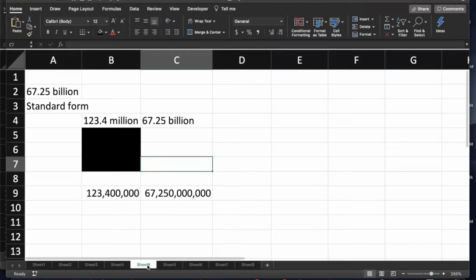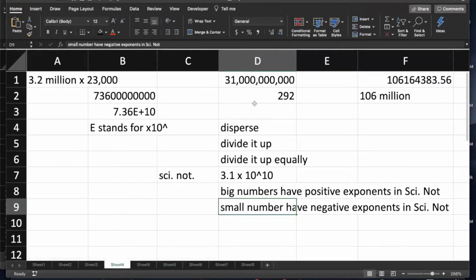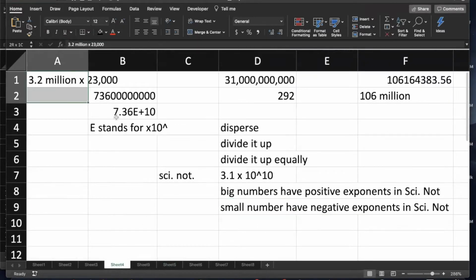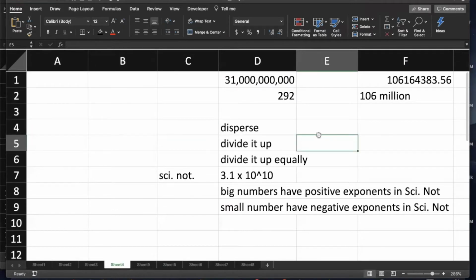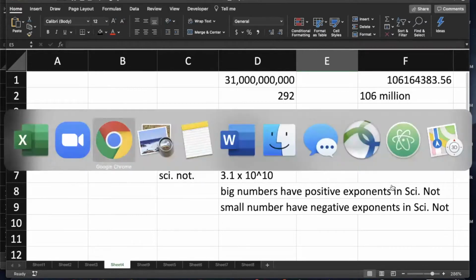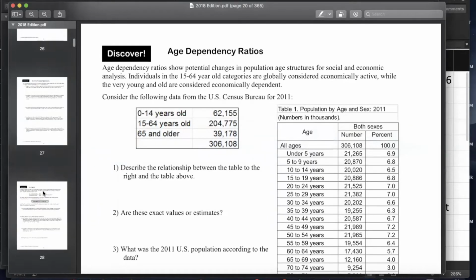Yes, okay. So this first question was $31 billion, and there are 292 school districts, and it asked how much each district would get if we split it up equally. I think it's something like that. Let me get back to the page.